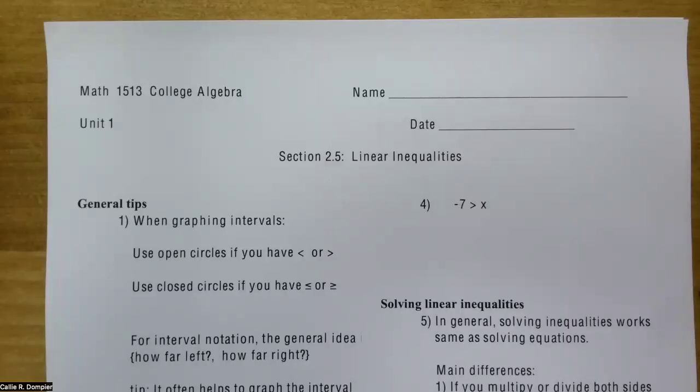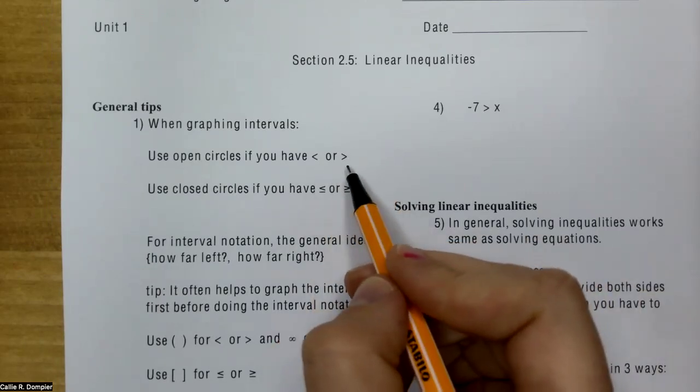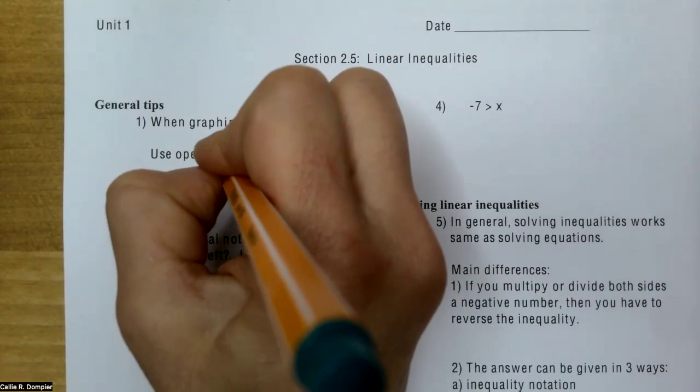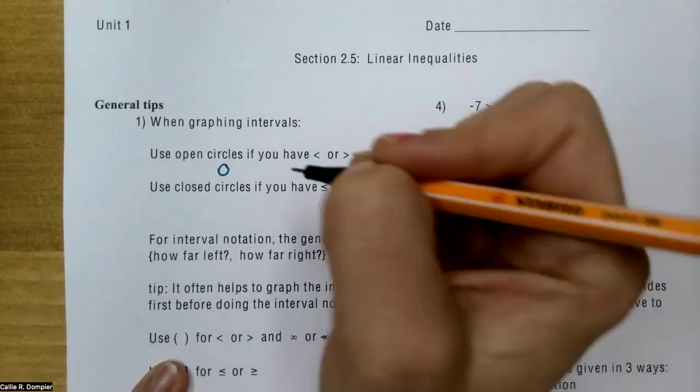All right, guys, this is graphing linear inequalities and writing them with interval notation. So here are some general tips. When graphing intervals, we're going to use an open circle for less than or greater than. An open circle would be like that.